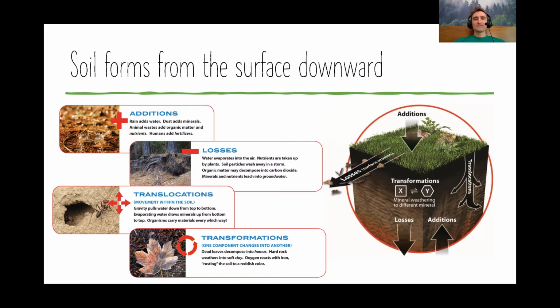Translocations have to do with underground movement. So mainly this is from animals digging, everything from ants all the way to gophers, ground squirrels, rabbits, they all dig holes and they physically bring material from the ground to the surface. And humans do the same thing, you could say, with mining and agriculture and construction as well.